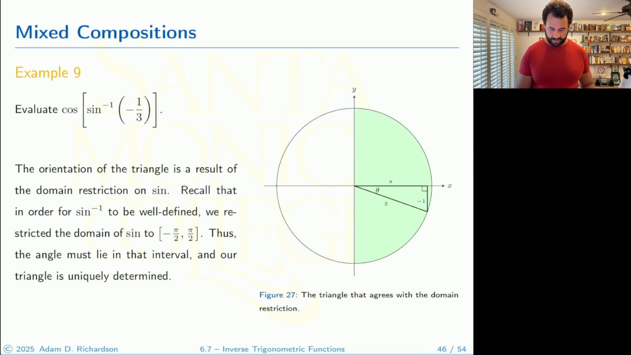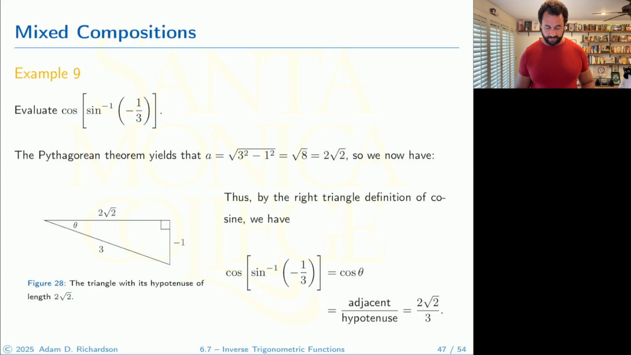Okay. So here we go. A is going to be the square root of 8 once we use the Pythagorean theorem, which is 2 root 2. And now we can evaluate any trig function associated with this triangle. So cosine of sine inverse of -1/3 is cosine of this theta. That is adjacent over hypotenuse, which is 2 root 2 over 3. Pretty cool stuff, huh? I just think that's cool.